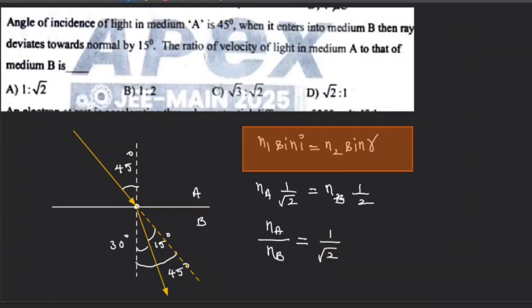And this NA by NB can be written in terms of velocity, since the formula is N equal to C by V, right? The refractive index is inversely proportional to the velocity of light in a medium. Therefore, this can be written as VB by VA, right? But it is asking VA to VB. Therefore, this VA by VB will be equal to root 2, that is root 2 is to 1. That is the answer for this question, right? So please keep these formulas in mind.